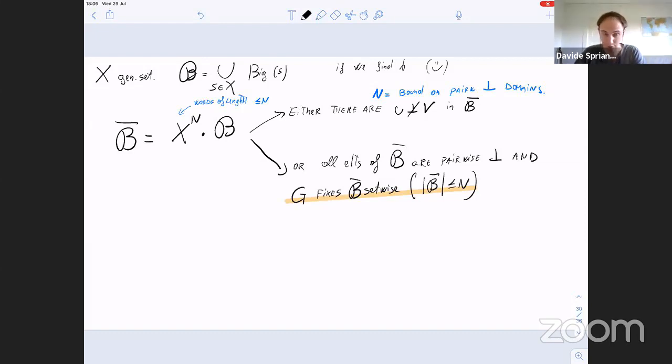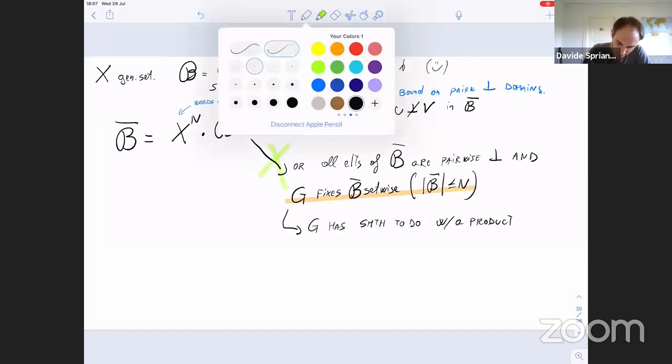Now, this is not a proof at all, but maybe you can see why now it is not completely unreasonable to think that G has something to do with a product. Okay, so we will not follow that path. That path is kind of technical, but this is what we will not do. We will follow the first path.